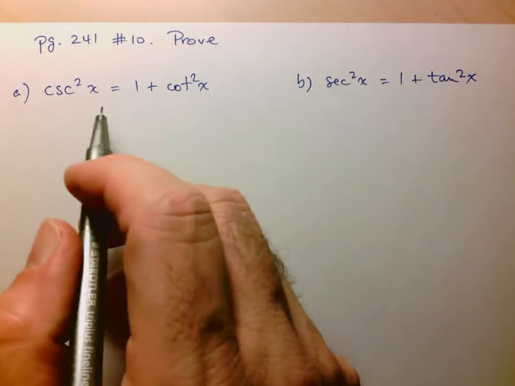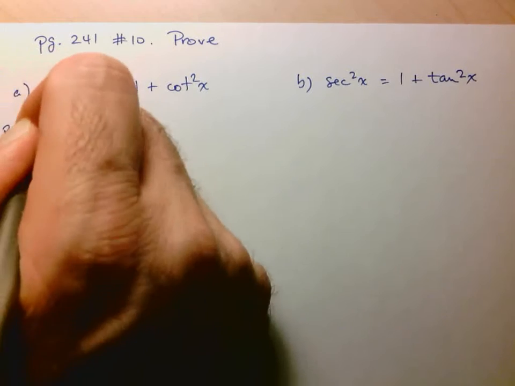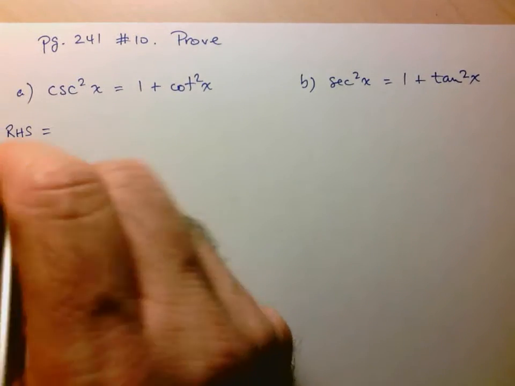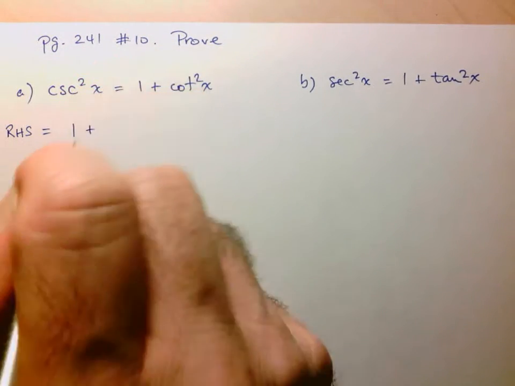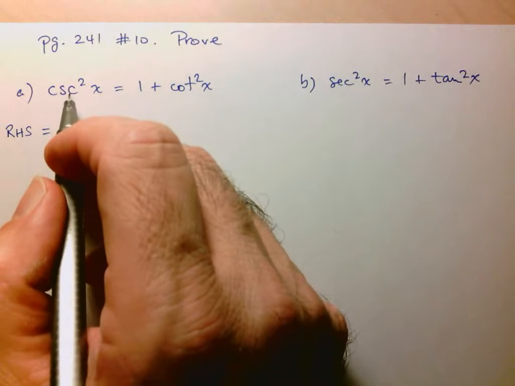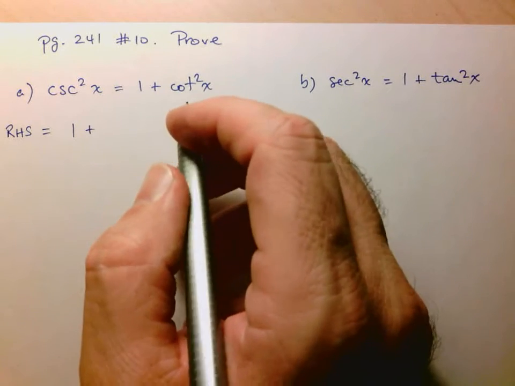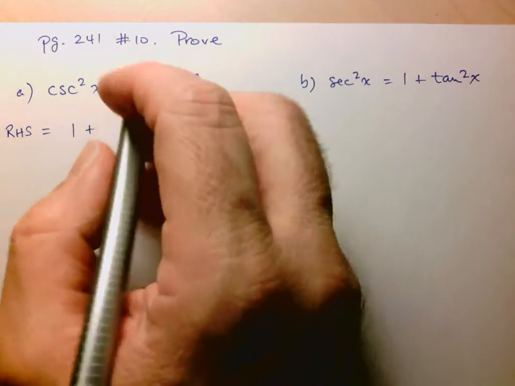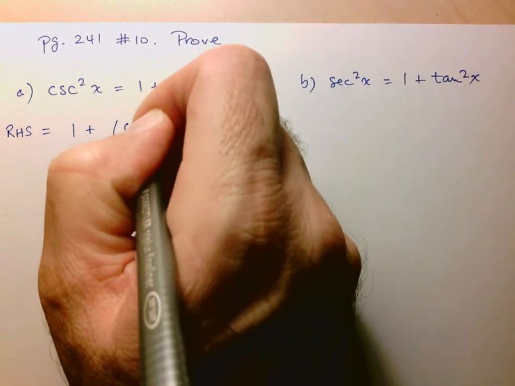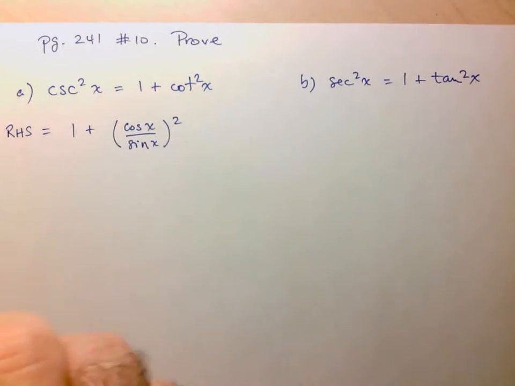Start with the first one here, and it looks like the right hand side gives us more options to do some algebra, so I'll start with that one. I know that cosecant is just equal to 1 over sine, so it probably makes sense to turn cotangent into sines and cosines. Cotangent is cos x over sine x, and of course that's squared.